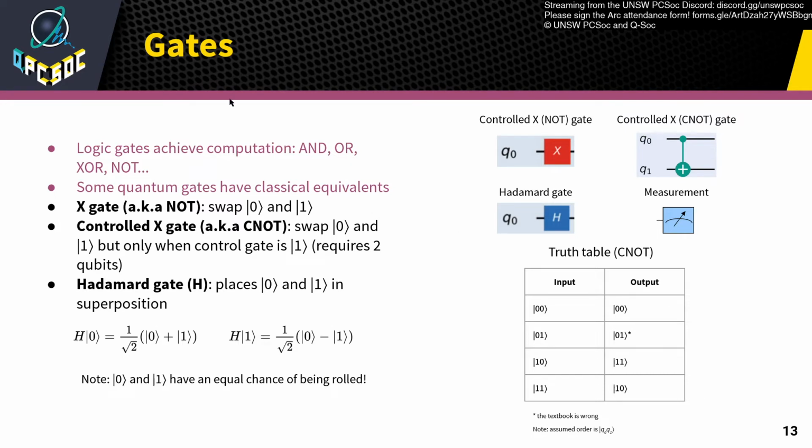So just like classical caveman computers that we use nowadays, quantum computers also use what we call logic gates to achieve the computation, like your AND, OR, XOR, NOT, NAND. Some quantum gates have classical equivalents. For example, this X gate is also called a NOT gate, and it looks like this in a quantum circuit. This is a quantum circuit representation. What it does is an X gate applied to a qubit will swap 0 and 1. If it was 0 before, it will become 1. 1 before, it was 0. Simple.